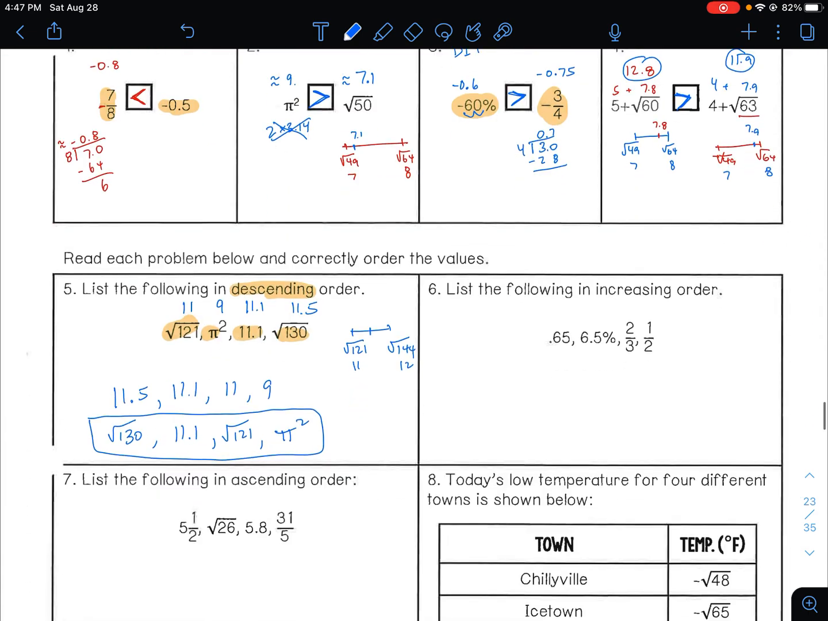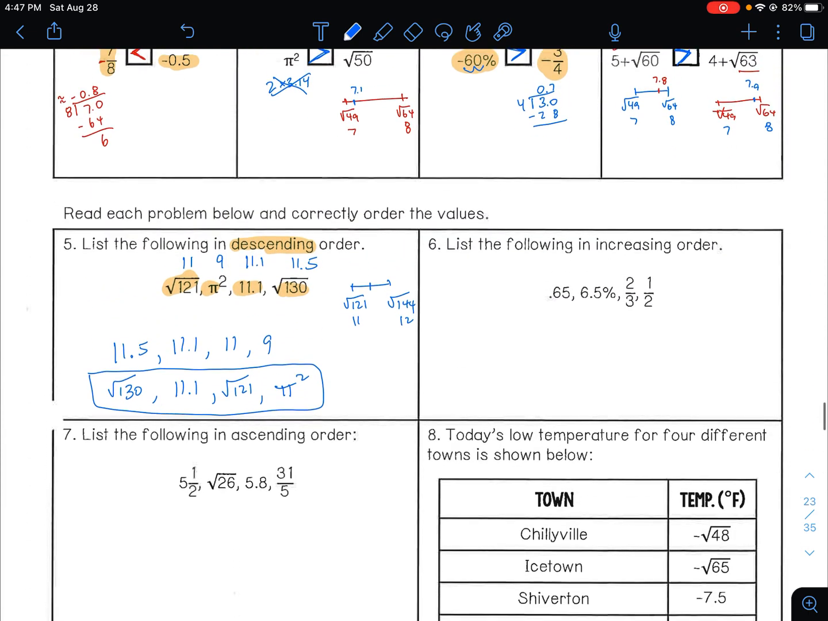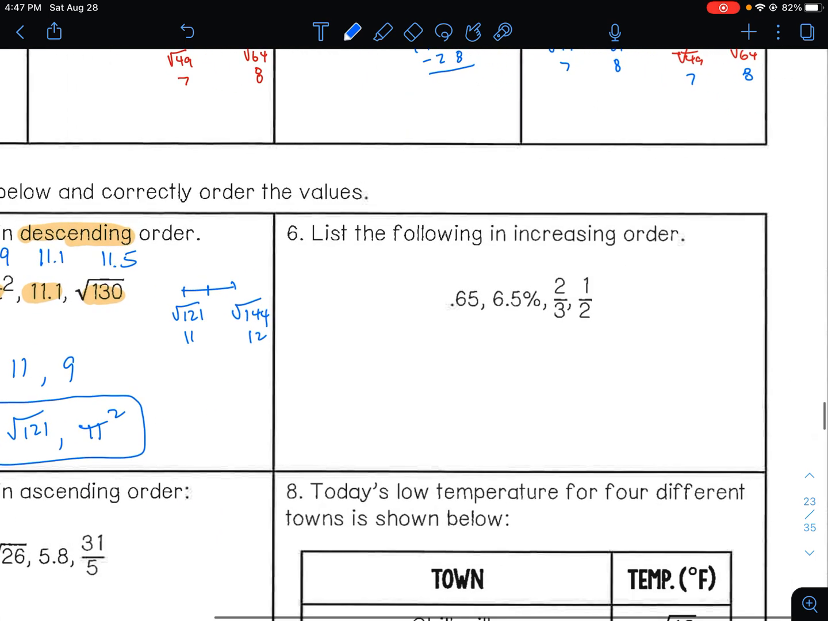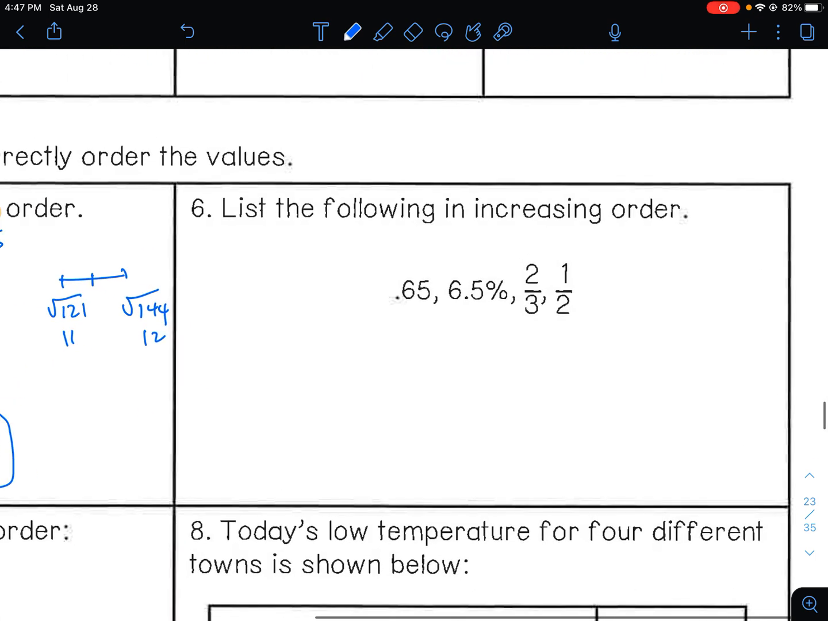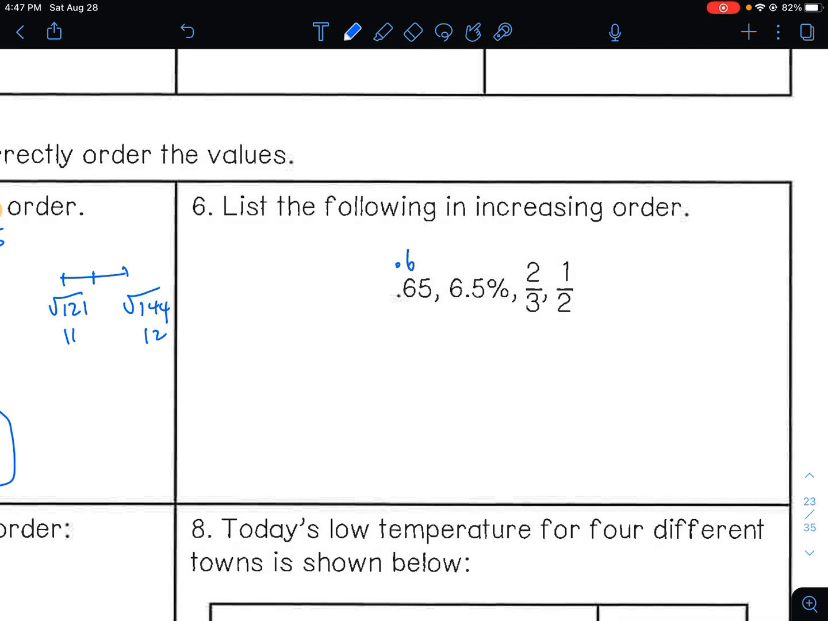Should have said that earlier. Sorry about that, friends. So list in increasing order. This one's already good. It's 0.65. 6.5%. Oh, that's easy. Percent to decimal.